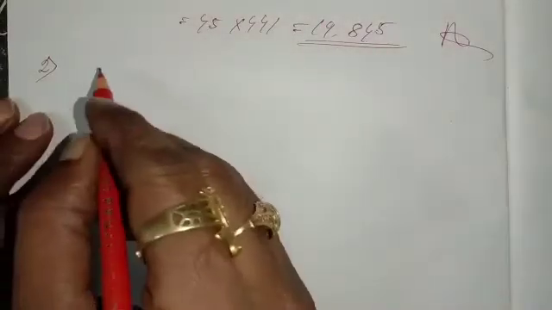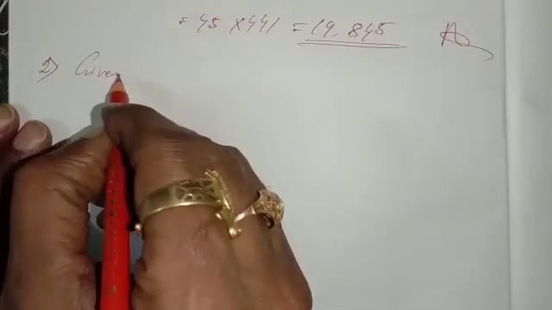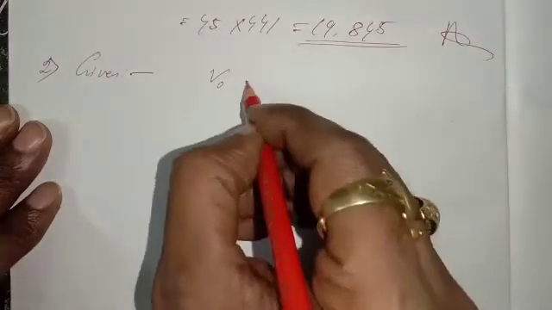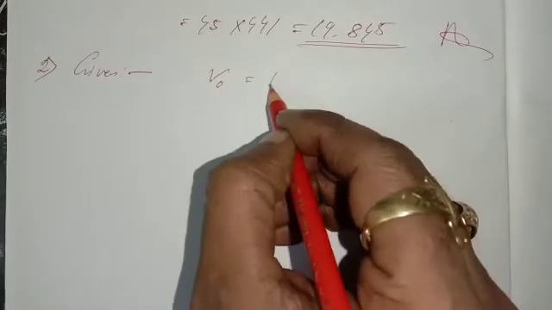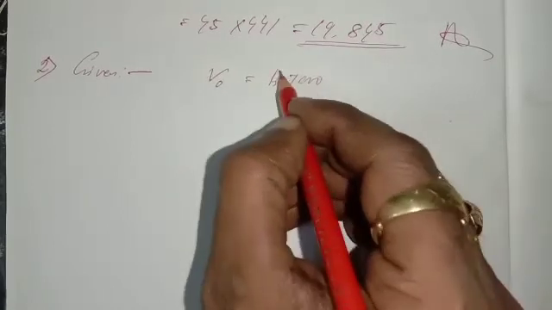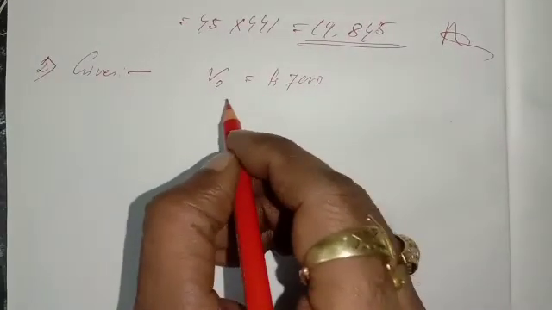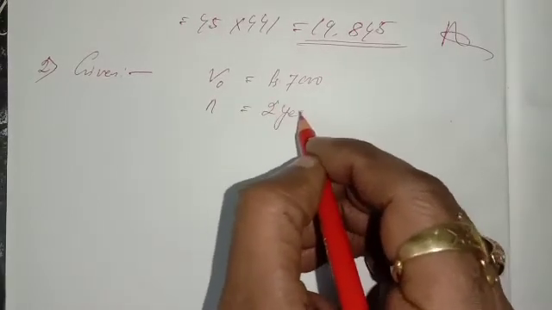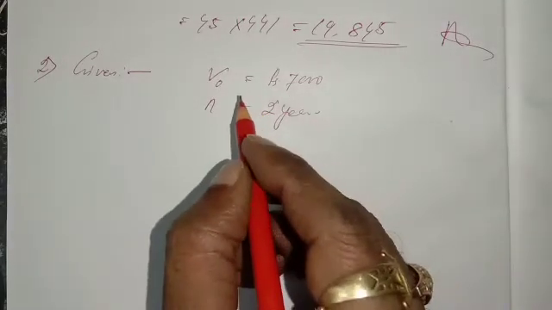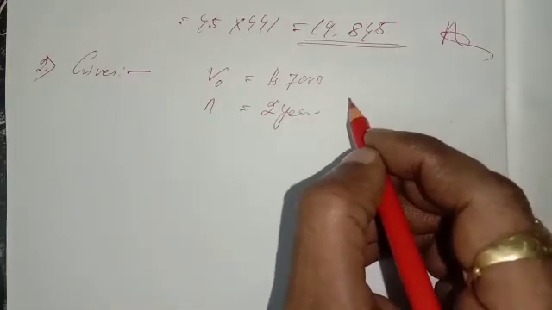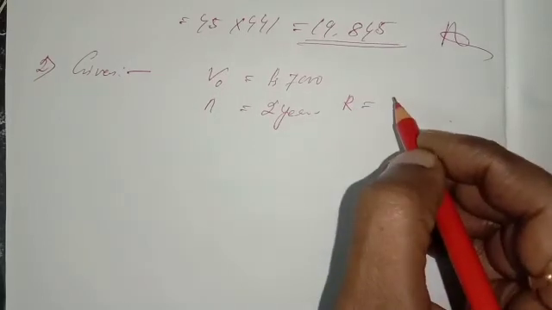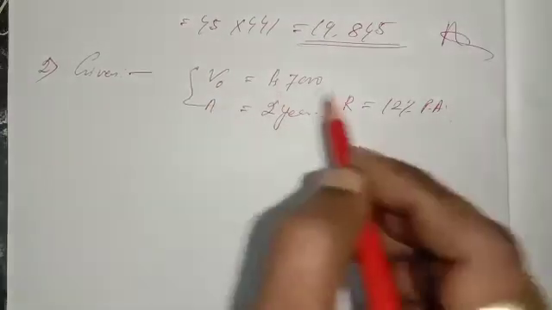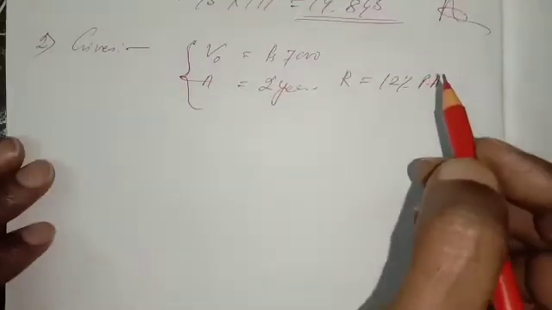So in this question, first, what is given? The present value, that is V0, is given as rupees 7,000. Time given, that is n, the number of years, is 2 years. And the rate of depreciation given is 12% per annum. These things are given, and we have to find out the final value.